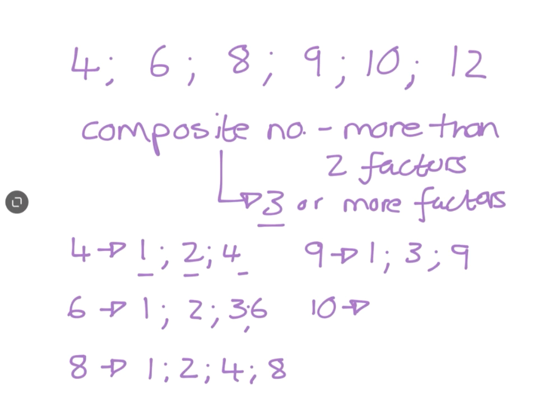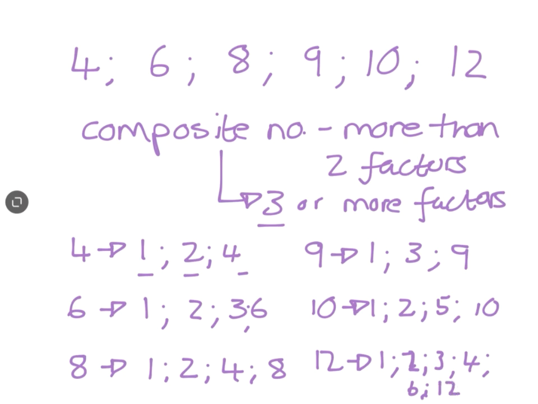The number 10 has factors of 1, 2, 5, and 10. The number 12 has factors 1, 2, 3, 4, 6, and 12. So the number 12 has 6 factors, which makes it a composite number. As you probably have noticed, the number 1 is a factor of all numbers because 1 fits perfectly into every number.